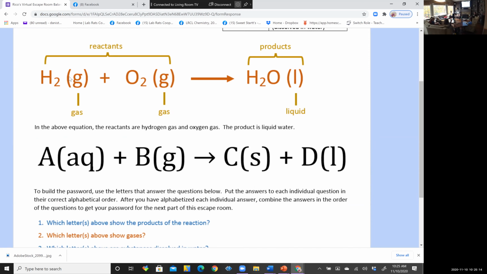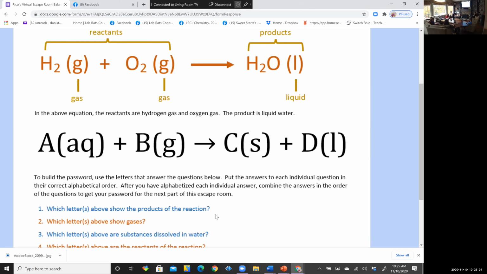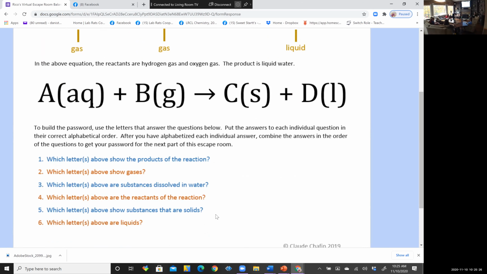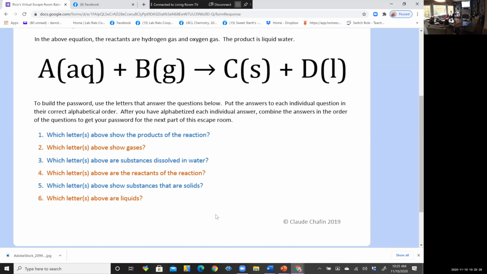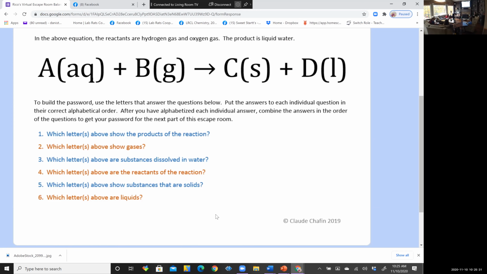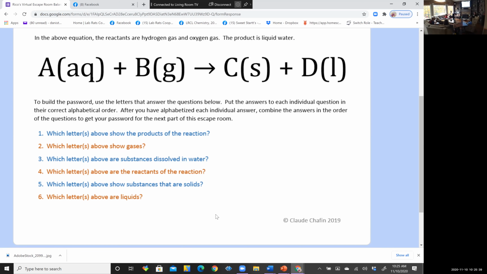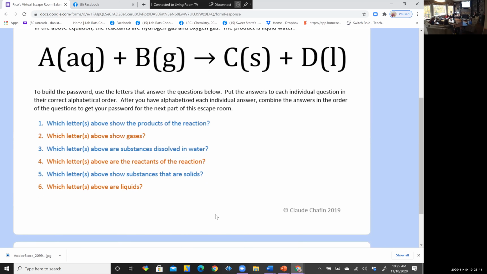Do we see that? Hydrogen gas, oxygen gas. And the product is liquid water, right? Y'all with me? To build the password, use the letters that answer the questions below and put the answers to each individual question in correct alphabetical order. Okay. So after you've alphabetized each individual answer, combine the answers in order.